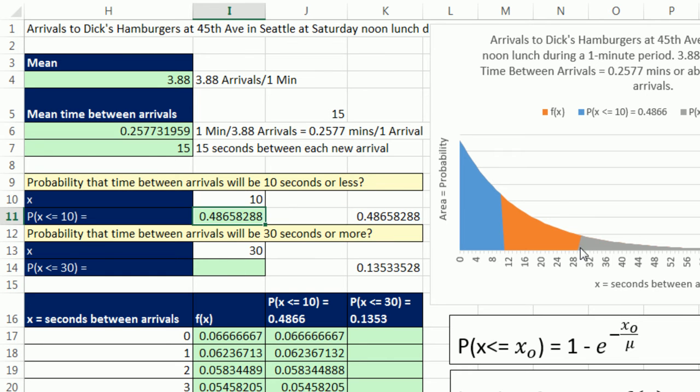Now, what's the probability that the time between arrivals will be 30 seconds or more? If we look at this visually, it's above, right? So I'm going to come here. It's going to be our 1 minus.